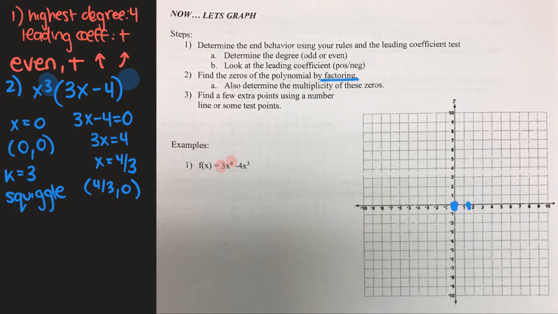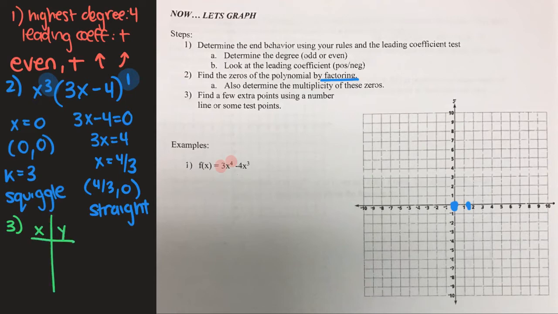Okay, and then for my root x equals 4/3, well, I have an exponent of 1. It's not there, but it's an imaginary 1. And so if I have an exponent of 1, I know that my function is just going to go straight through that root. Okay, step number 3 is to just find a few extra points using a number line or test some points. So I'm going to make a table. I'm going to plug in some random x values to figure out what those y values are.